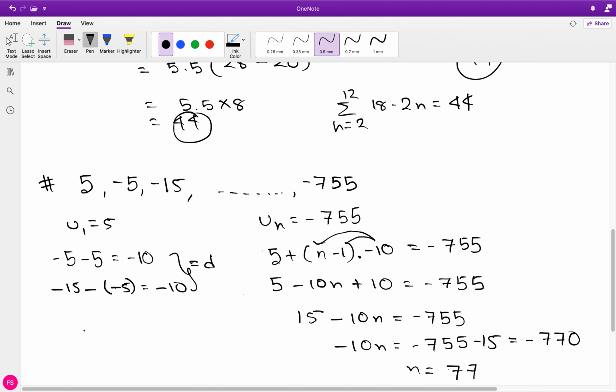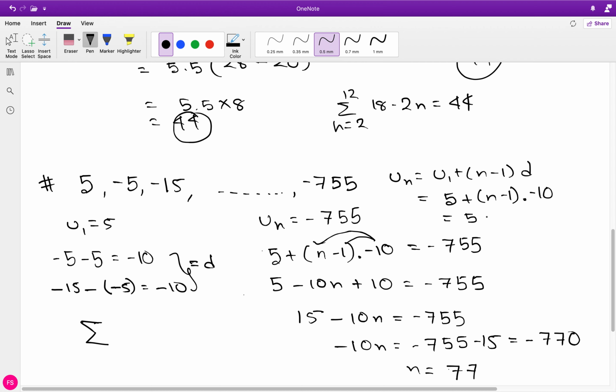Now if you want to write this in sigma notation, first of all you need to write the general term of this series, which is the nth term. How to find the nth term? This equals U1 plus n minus 1 d. I don't know what the n is for the general term. U1 equals 5 plus n minus 1, I will just leave it like that, and the common difference is -10.